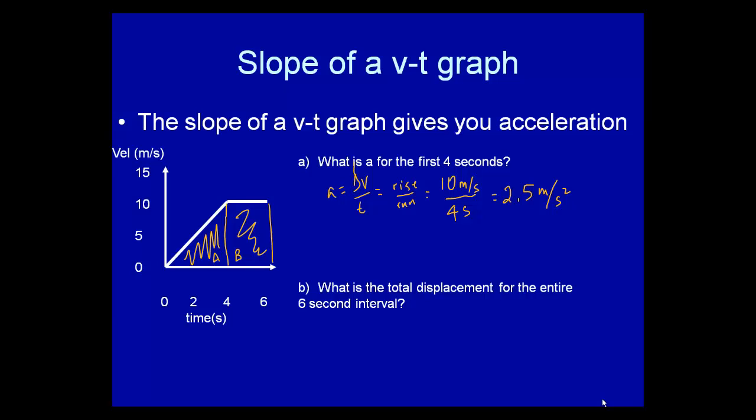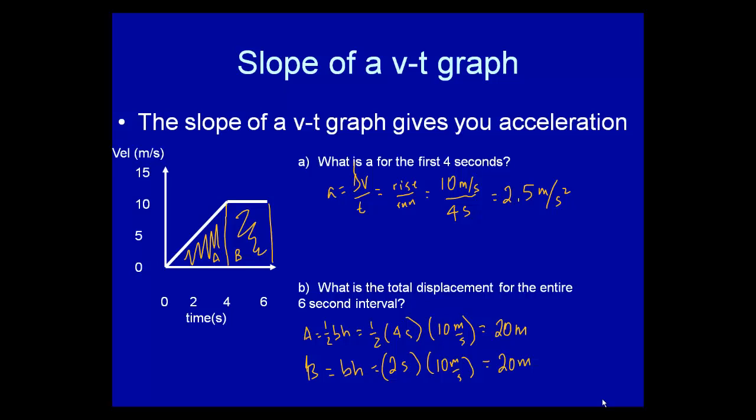A is a triangle, B is a rectangle. You can easily do that. So divide it into sections that you can easily handle. A is 1/2 base times height. 1/2 times 4 seconds as the base, times the height of 10 meters per second gives me 20 meters. Now look at interval B, which is just a rectangle, and we know a rectangle is simply base times height. So the base is 2 seconds, the height is 10 meters per second, so it traveled 20 meters during that interval, for a total of 40 meters.